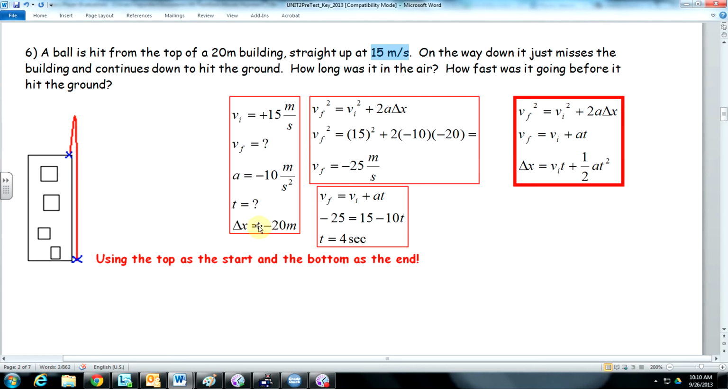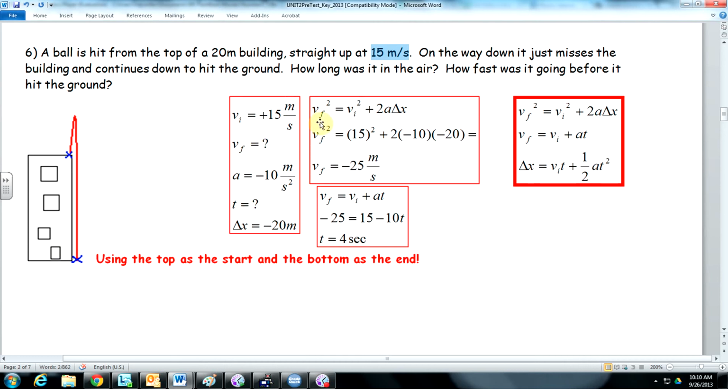We don't know the time. Delta x is negative 20. That's because this is displacement. It's not the total distance up and down. It's just where was it at the start, and then where is it at the end. And at the end, it's 20 meters lower than it was at the start. So we have a negative 20 meters for our displacement. So we have 3 of the 5. So these 2 that we don't know, we can go solve.